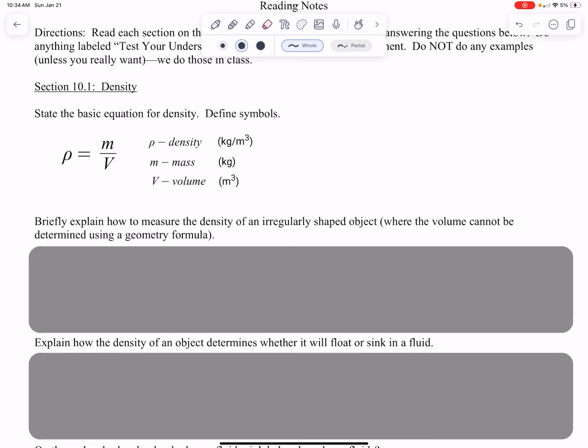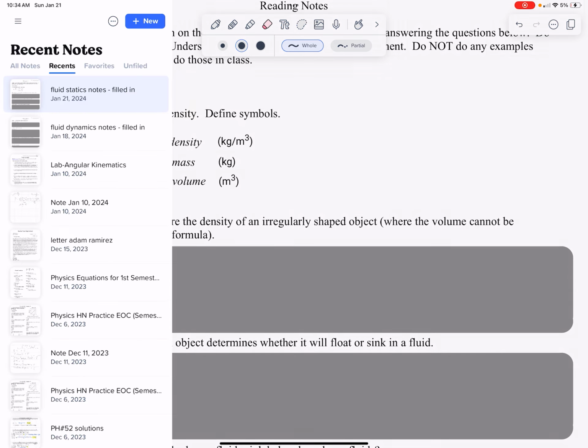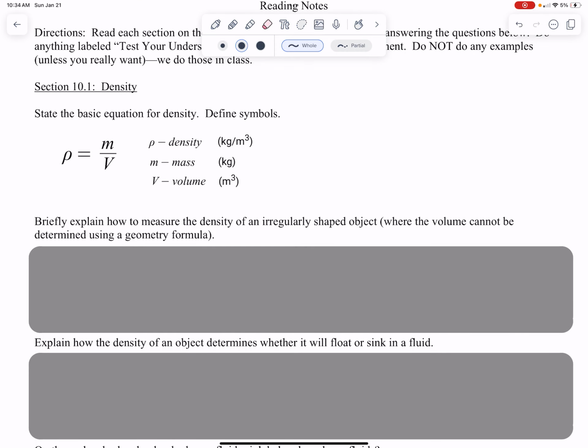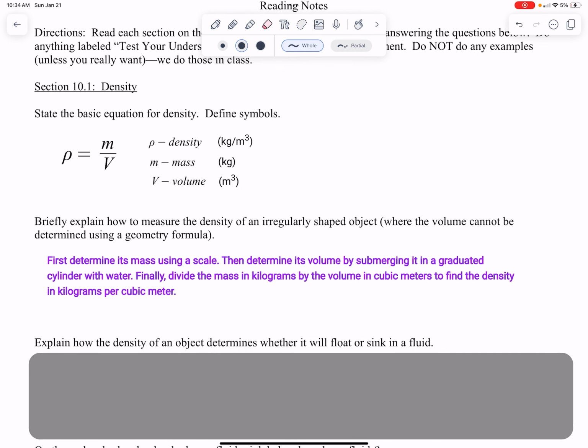Briefly explain how to measure density of an irregularly shaped object where the volume cannot be determined by using a geometric formula. First, find its mass using a scale. Then determine its volume by submerging it in a graduated cylinder or some measuring device, a beaker, I suppose, but a graduated cylinder is a little bit more precise. Finally, divide the mass in kilograms by the volume in cubic meters to find the density in kilograms per cubic meter.